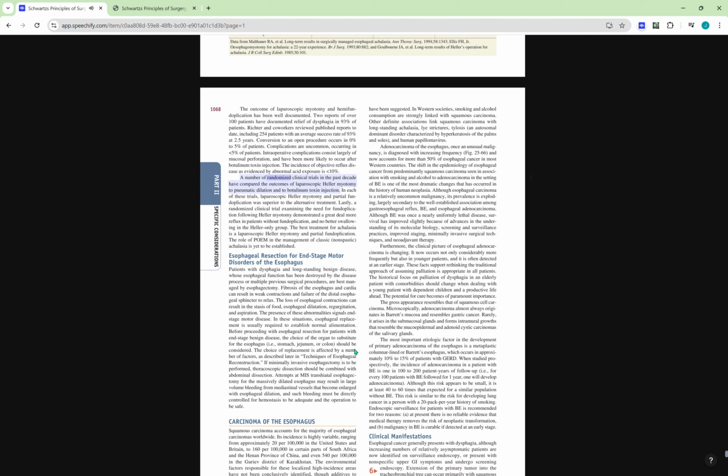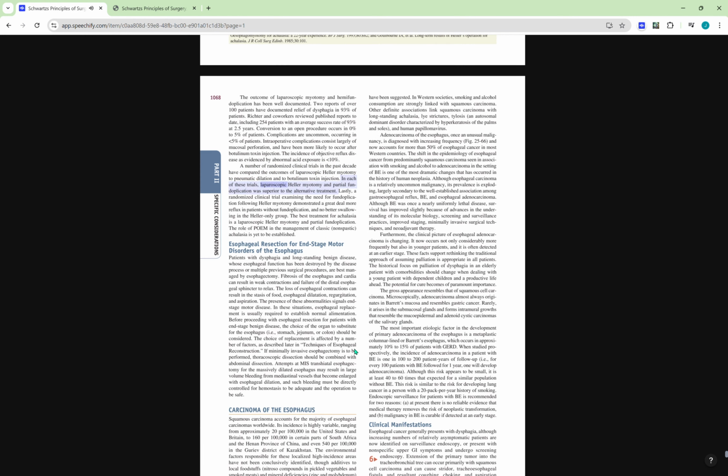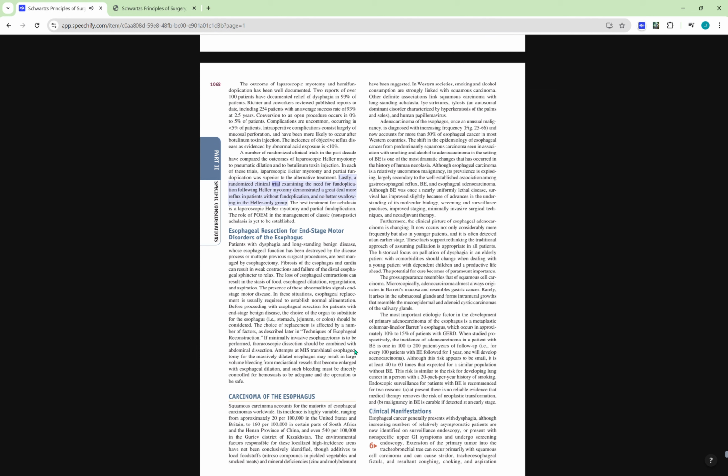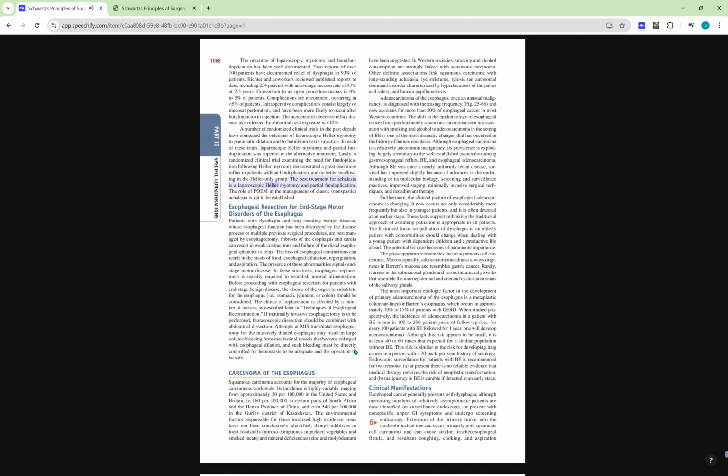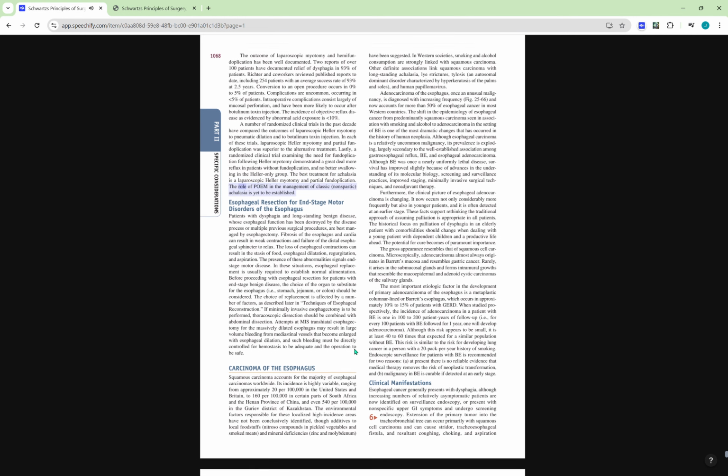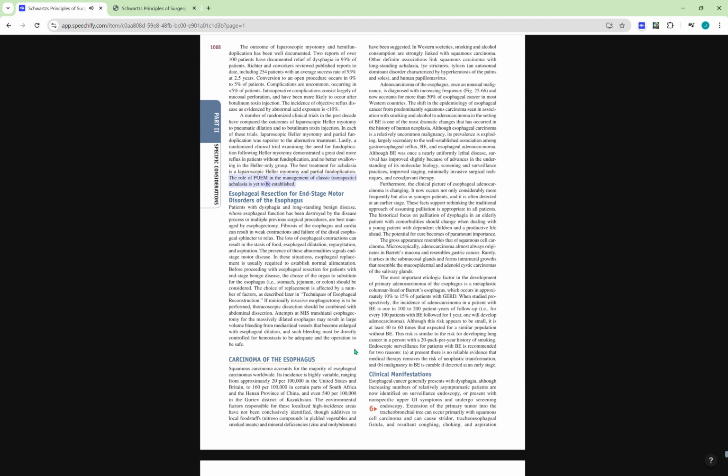A number of randomized clinical trials in the past decade have compared the outcomes of laparoscopic Heller myotomy to pneumatic dilation and to botulinum toxin injection. In each of these trials, laparoscopic Heller myotomy and partial fundoplication was superior to the alternative treatment. Lastly, a randomized clinical trial examining the need for fundoplication following Heller myotomy demonstrated a great deal more reflux in patients without fundoplication and no better swallowing in the Heller-only group. The best treatment for achalasia is a laparoscopic Heller myotomy and partial fundoplication. The role of POEM in the management of classic achalasia is yet to be established.